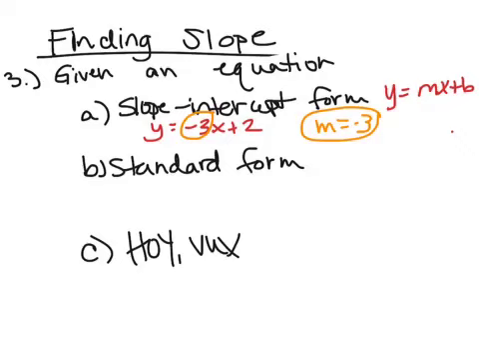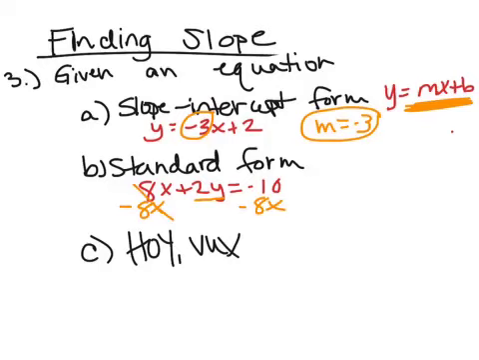Alright, I could have something in standard form though. So if I have 8x plus 2y equals negative 10, and I need to find my slope, I have to get it into this y equals mx plus b form. So very first thing I have to do is get y by itself. So this is treated like a literal equation. If I want to get y by itself, first I have to get rid of my x term. So I'm going to move 8x to the other side. Now I have 2y equals negative 8x minus 10.